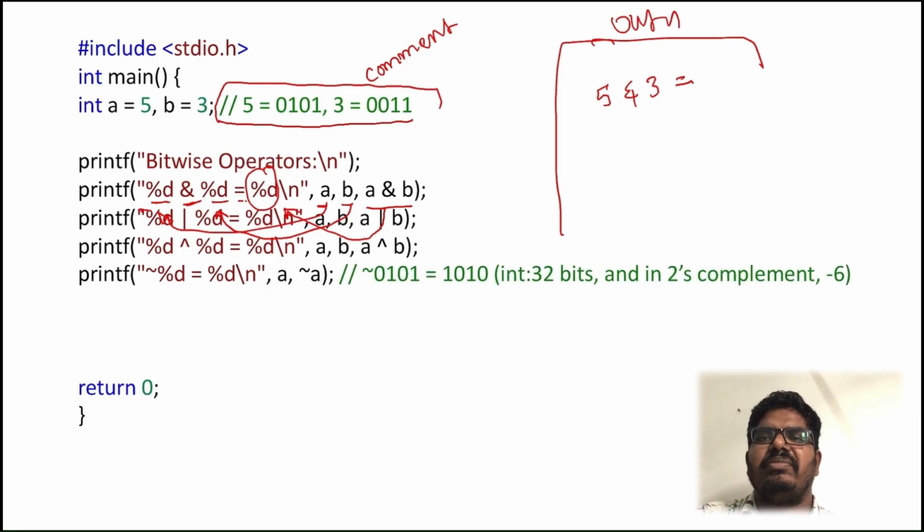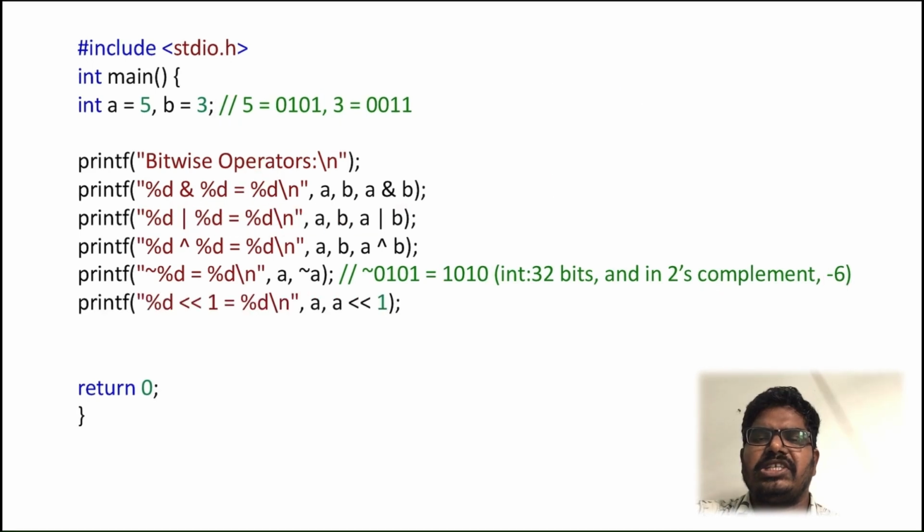This NOT I already mentioned. It takes a 32-bit representation, not just 4 bits. For demonstration, we are using only 4 bits in this example, but the C compiler takes it as 32-bit. When representing with 32 bits, it uses 2's complement for representing a negative number. So the output you are going to get is -6 here.